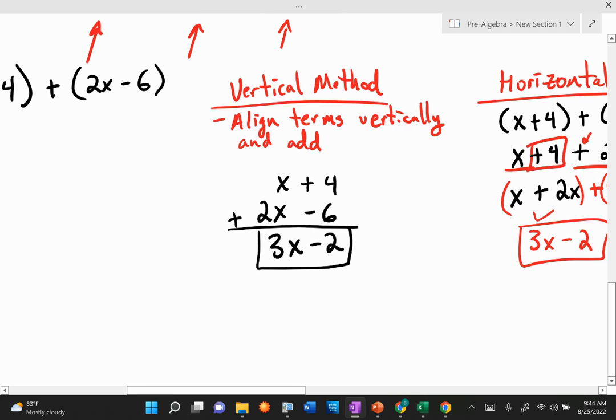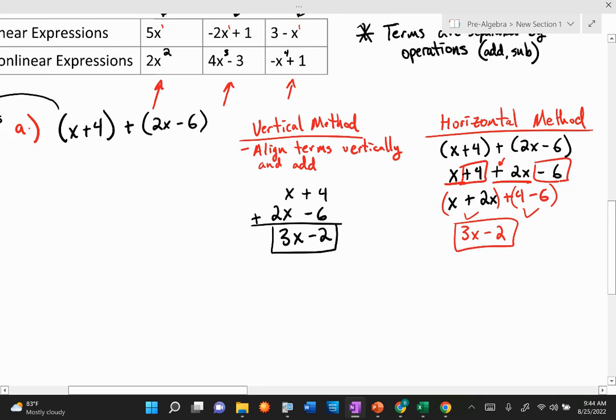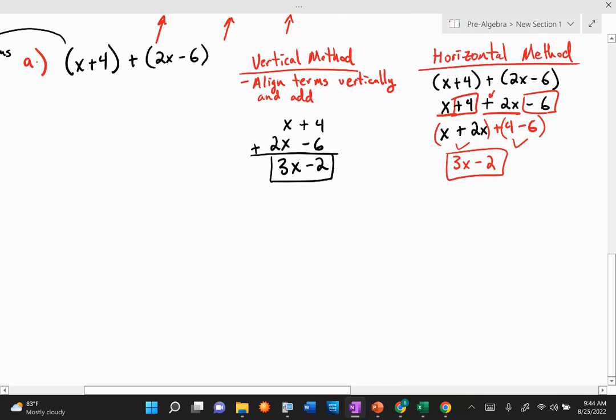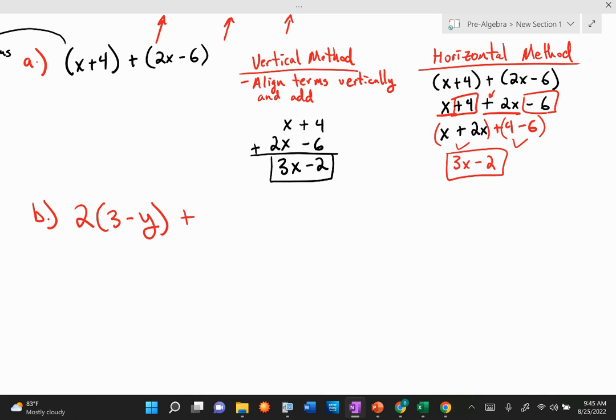Who remembers distributive property? No. Well, from previous math is what I'll say, not from Miss Clark necessarily. All right, well, I guess now is as good a time as any to talk about it. So we're going to have the problem 2 times the factor 3 minus y plus the factor 3y plus 4.